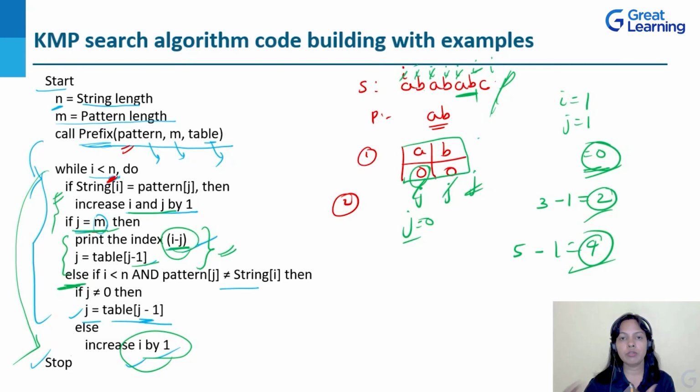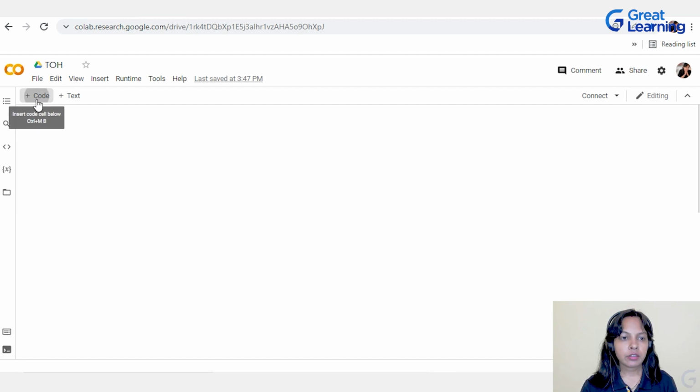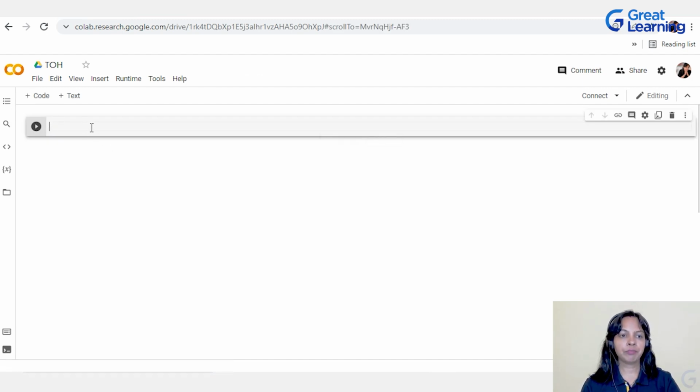The same thing you can convert into a program, maybe Python code or Java code, and you can write the implementation for this KMP algorithm. Now we will see the KMP algorithm implementation in Python. So I'll be using Google Colab to write the code in Python. So let us go to Google Colab and start typing the code. I'll create a new code cell here. Okay, so let's give a name here, KMP.